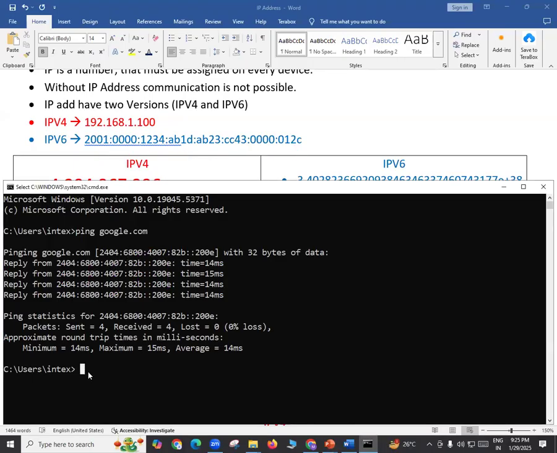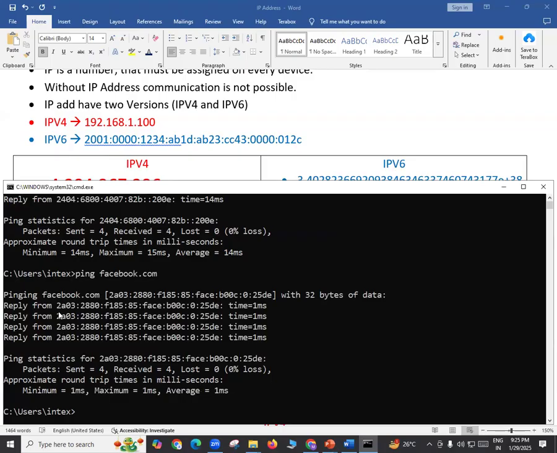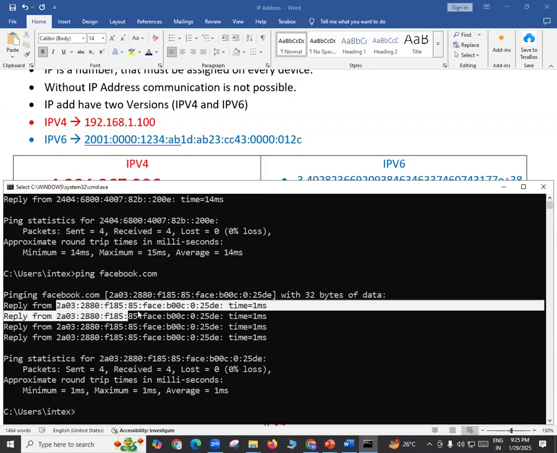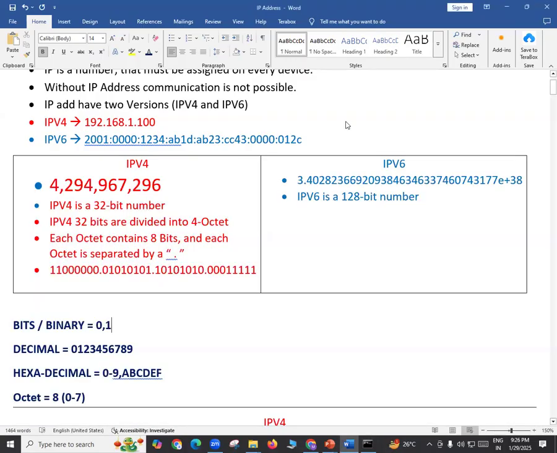Let me just check one more connection. Let's say ping facebook.com. Now see here, friends, facebook.com. Number is 2A something, one group, 2, 3, 4, 5, 6, 7, 8. So this is also a hexadecimal number. Got it? So we have hexadecimal numbers in IP version 6.